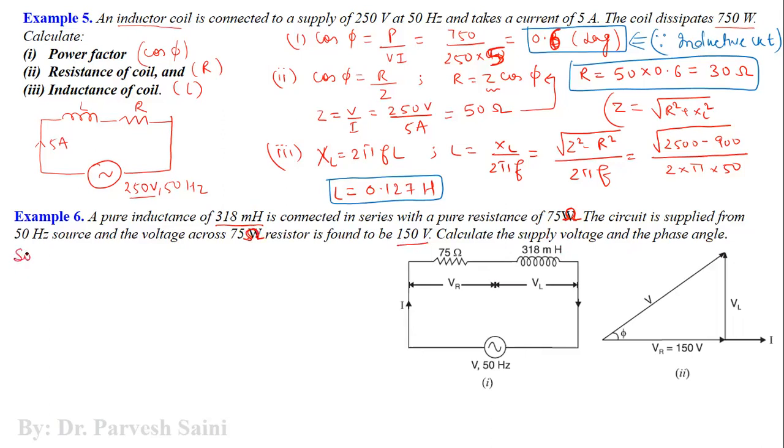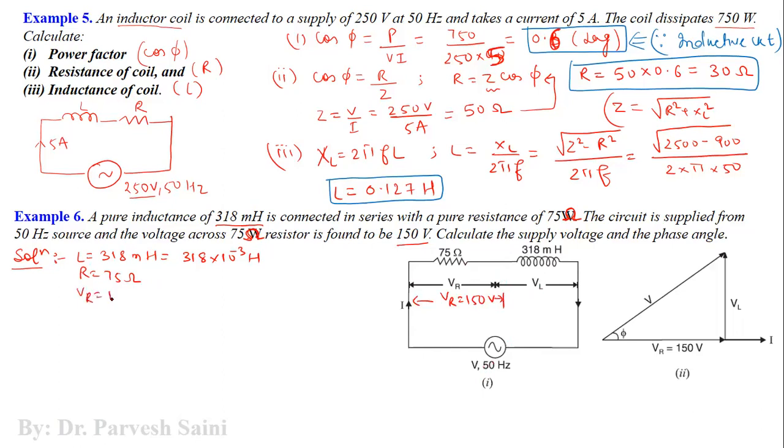So the solution for this: the given parameters are inductance, which is 318 millihenry, or 318 into 10 raised to the power minus 3 Henry. R is given, which is 75 ohm, and the diagram is shown here. Now VR is equal to 150 volt, so this is given. VL is not given and V is not given, so we have to find out V.